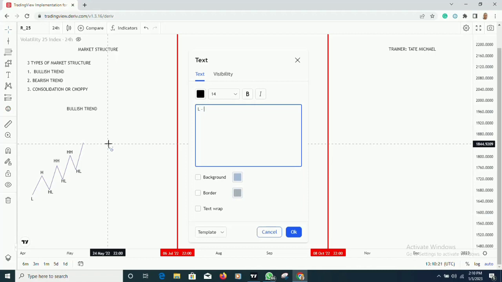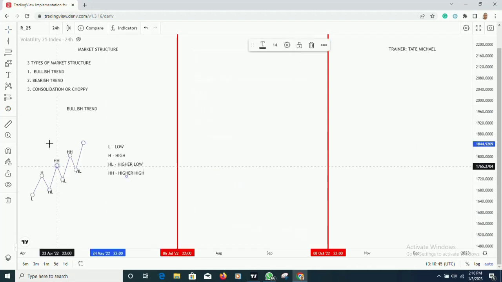So the L means low, H means high, HL means higher low, and HH means higher high. So basically that's what those words mean.